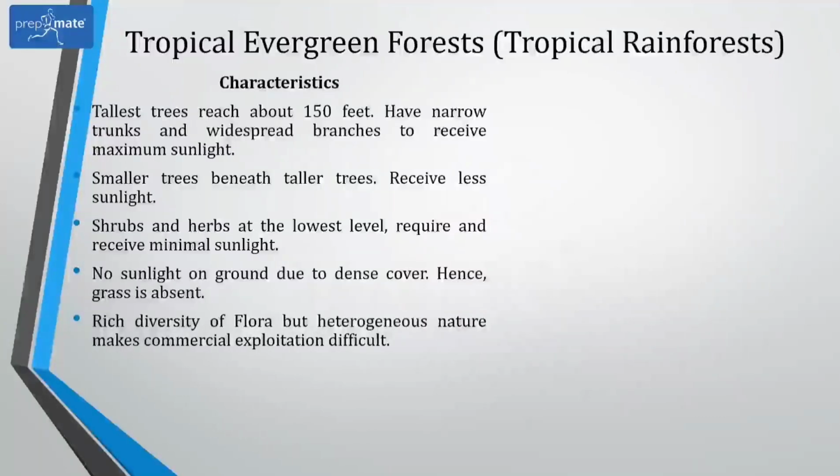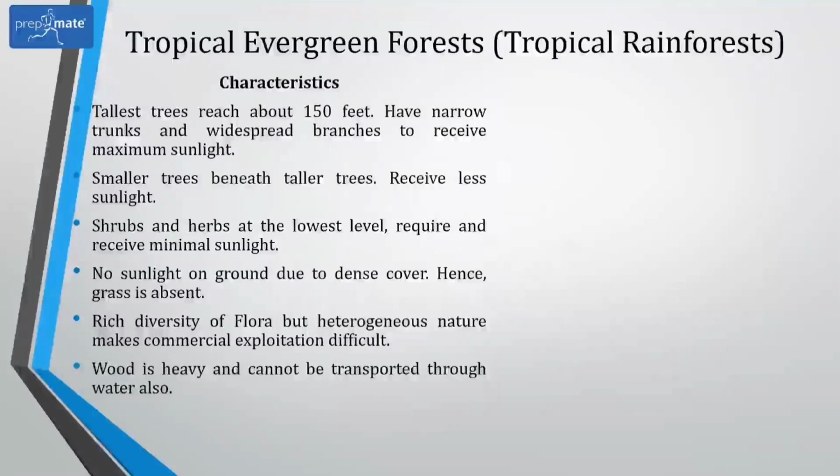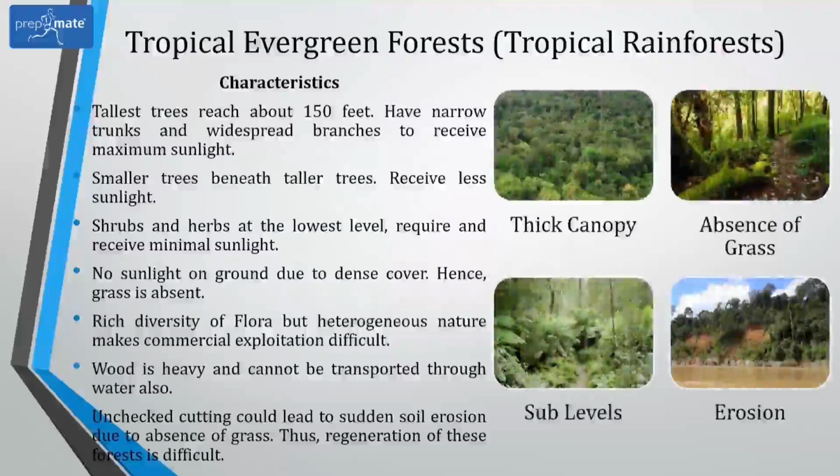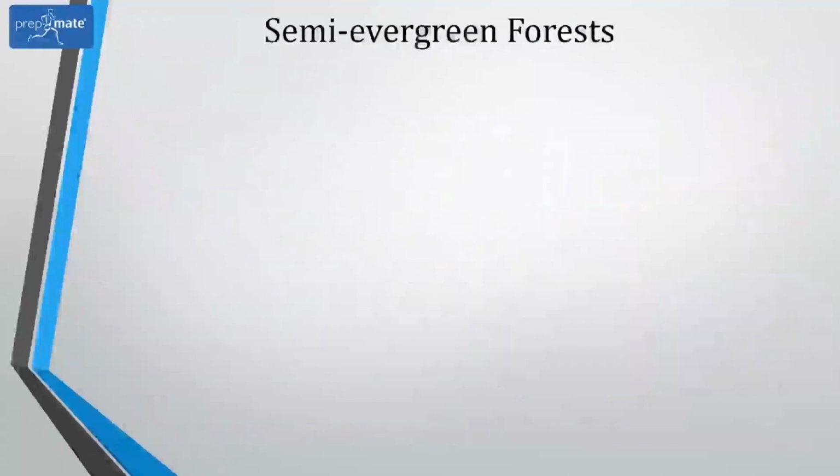Though the equatorial regions are rich in forests, commercial exploitation of forests is difficult because tree varieties in these forests are heterogeneous in nature. Moreover, the wood is heavy and cannot be transported through water. Usually, forest wood is transported through rivers because it is almost impossible for the trucks to enter these dense forests. If equatorial forests are cut down, a spell of heavy rainfall could lead to sudden soil erosion due to the absence of grass. Thus, regeneration of these forests is very difficult.